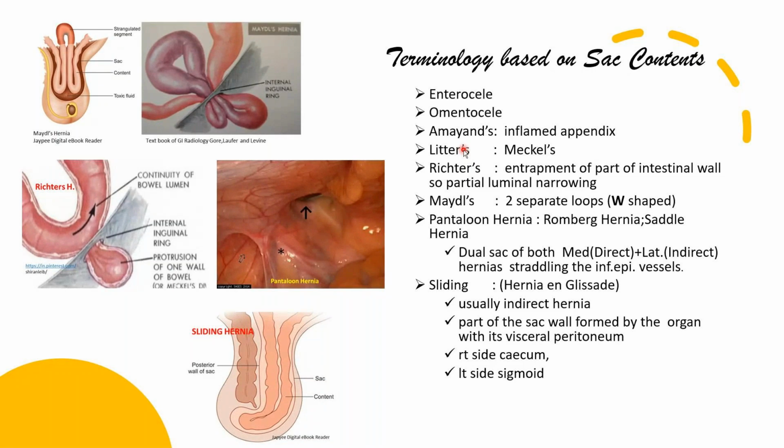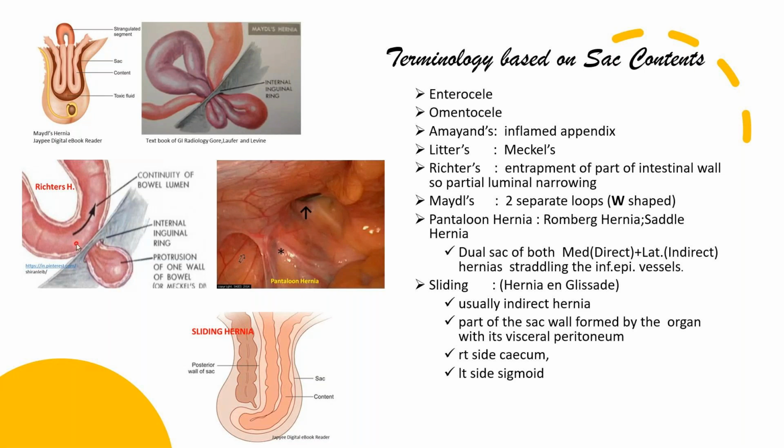Now, what is more important, much more sinister, is a Richter's hernia. Why? Richter's hernia. See this. This is a Richter's hernia. Now, what's happening out here? See, only part of the bowel wall has herniated. That means the lumen is still continuous, and that's why the diagnosis of this condition becomes late. Gangrene occurs out here, and then that leads to peritonitis.